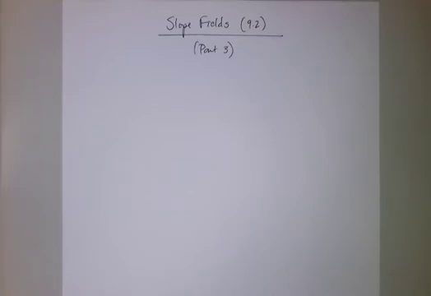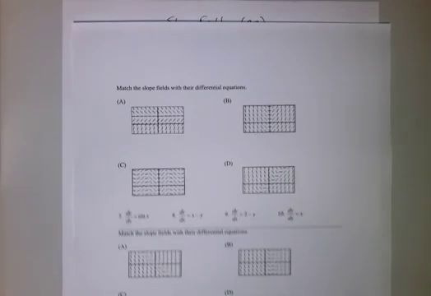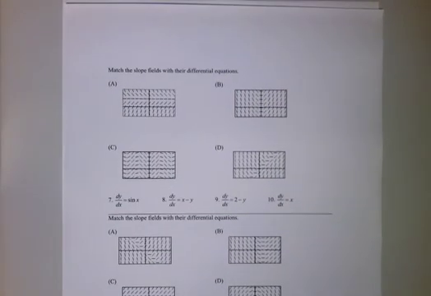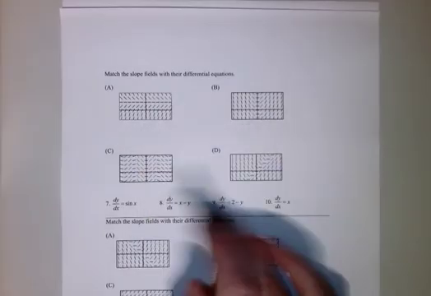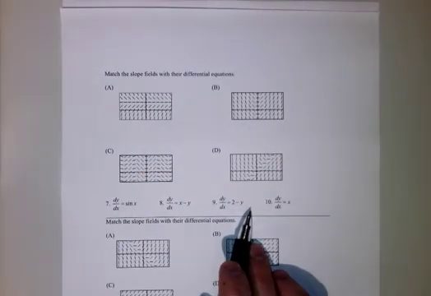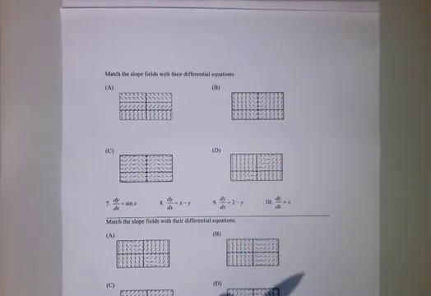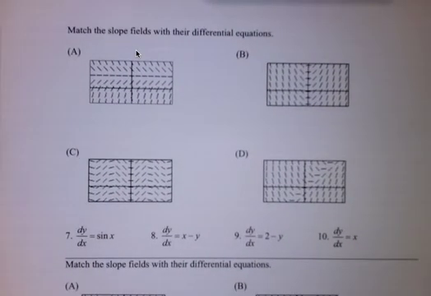Okay, this is page 2 of that worksheet by Nancy Stevenson that I was telling you about, and this is basically a good matching exercise here. I have 4 slope fields and then 4 differential equations down here, and we need to determine what's going on here. I'll just push the camera down to zoom in a little bit. Okay, and I think that gives us a better view.